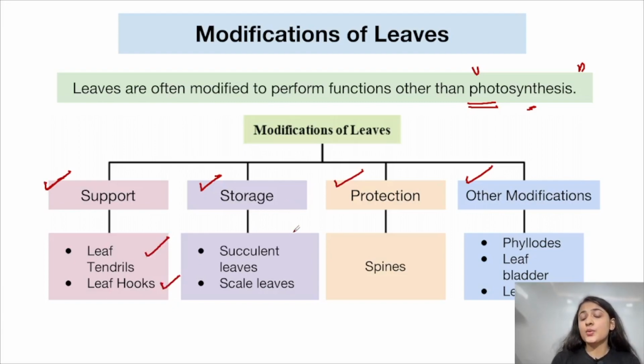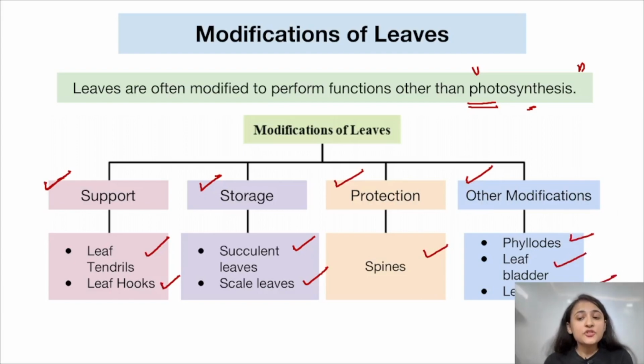Then in storage of food, there are succulent leaves. Scale leaves are present as seen in onion, those fleshy leaves that are present in onion. Then for protection, leaves can modify into spines. Then other modifications which we have put in this category include phyllodes, leaf bladder, leaf pitcher. Leaf pitcher is present in the pitcher plant, and leaf bladder in insectivorous plants. So these are some modifications of leaves, and we will study each of these categories one by one.